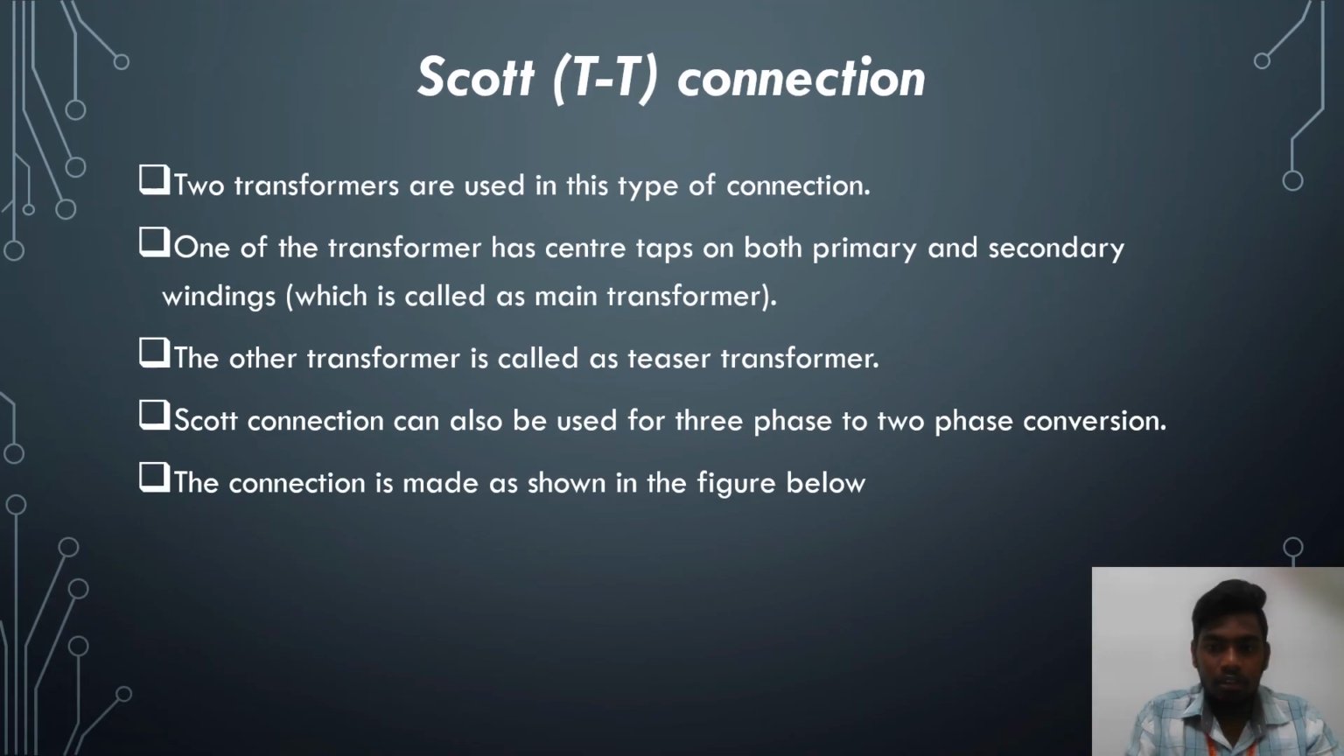And the last one is Scott connection. Two transformers are used in this type of connection. One of the transformers has center taps on both primary and secondary windings, which is called the main transformer. The other transformer is called the teaser transformer. Scott connection can also be used for three-phase to two-phase conversion. It means by using Scott connection, we can convert three-phase power into two-phase power. The connection is made as shown in the figure below.